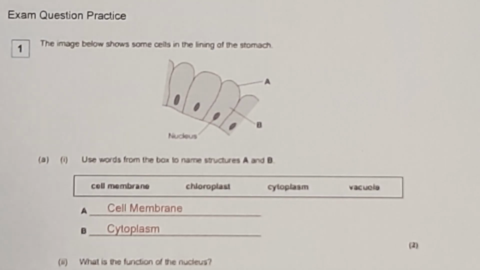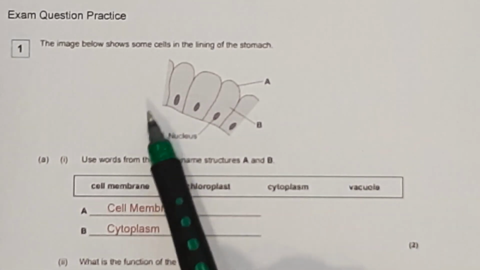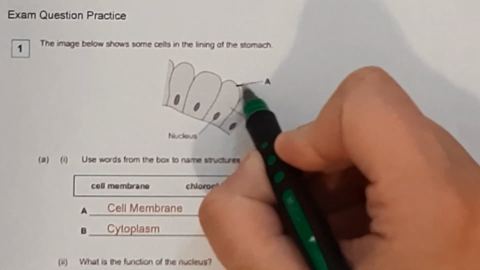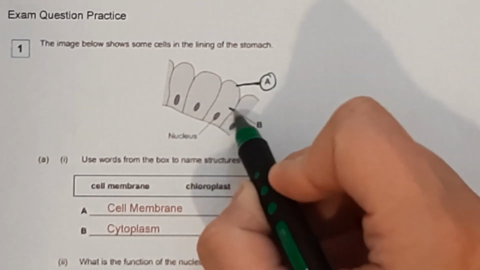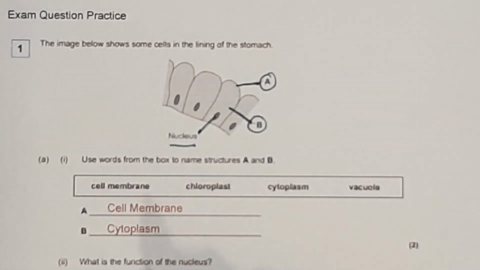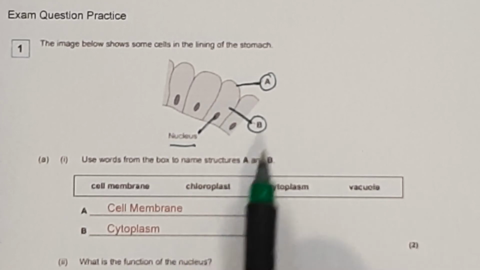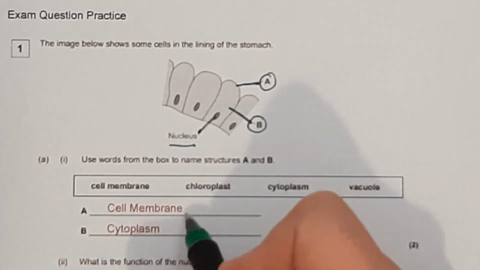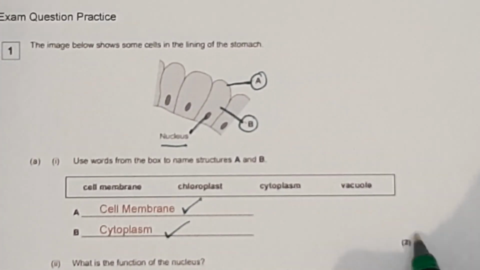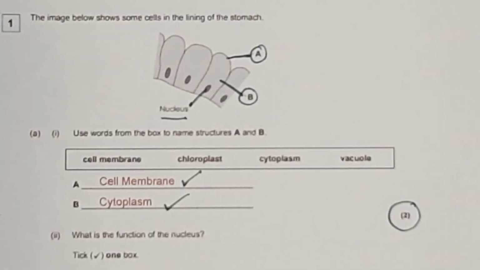Okay, so let's review those. The image below shows some cells lining the stomach. There is A and there is B, and then we have the nucleus that's labelled. Use the words from the box to name structures A and B. So A is the cell membrane and B is the cytoplasm. If you got those right, well done, give yourself 2 marks. Alternatively, write in how many marks you got for that, just next to the 2.